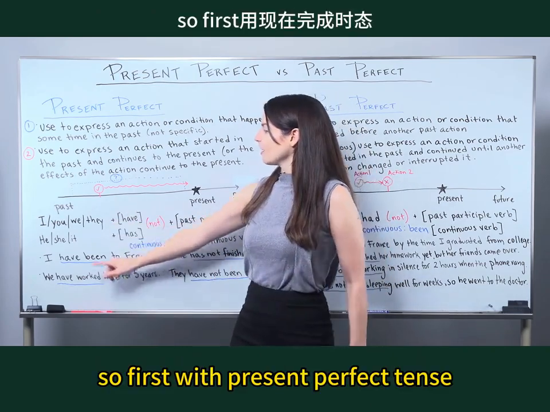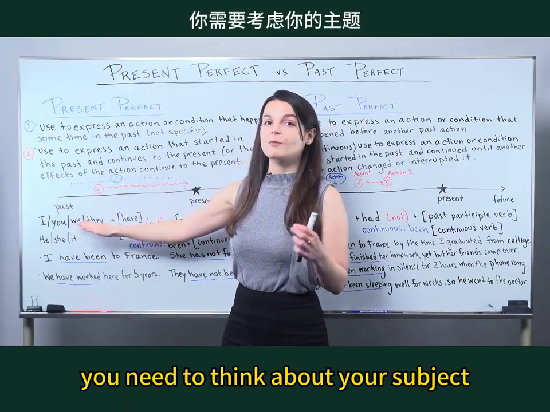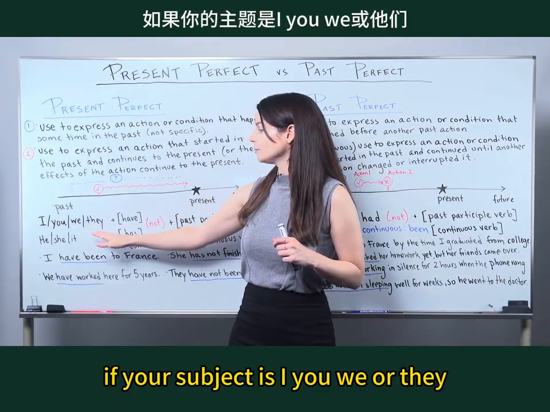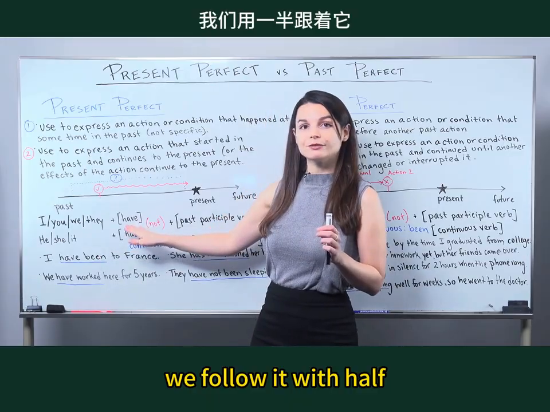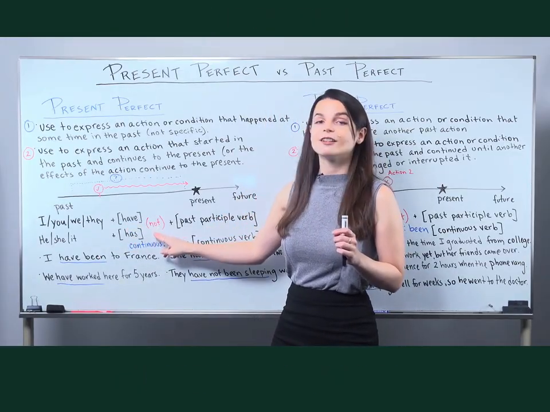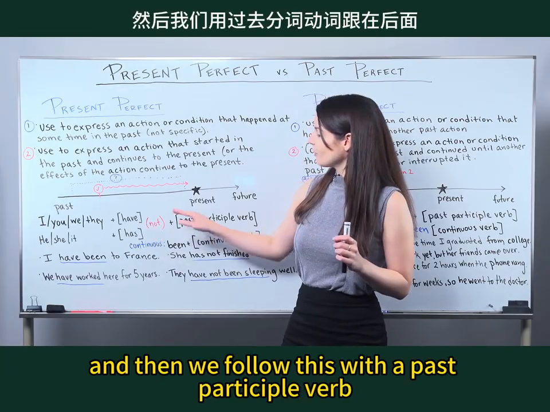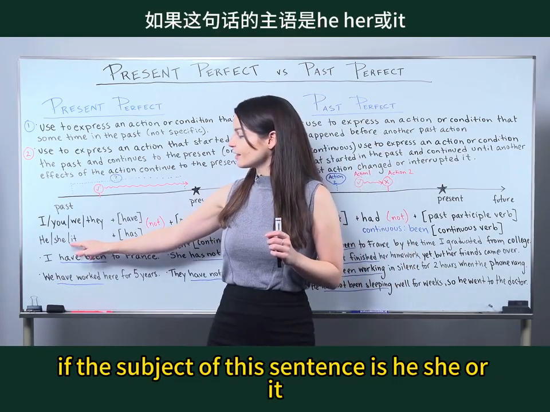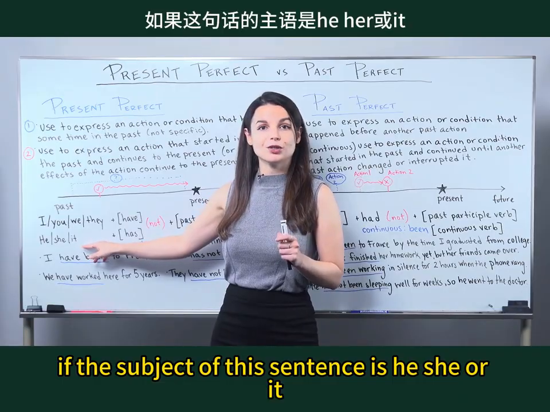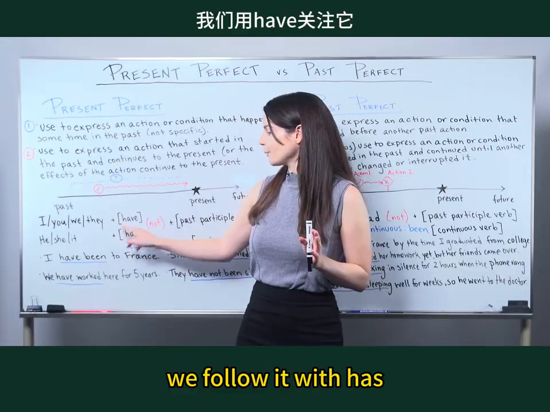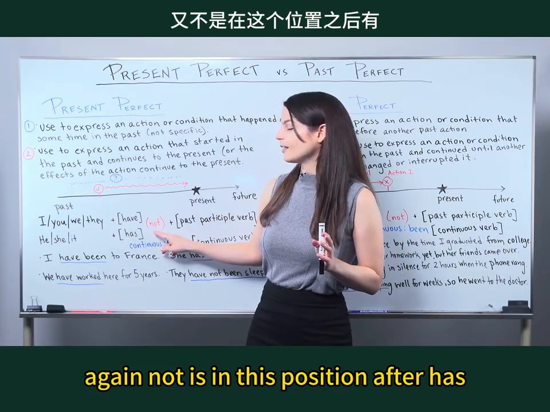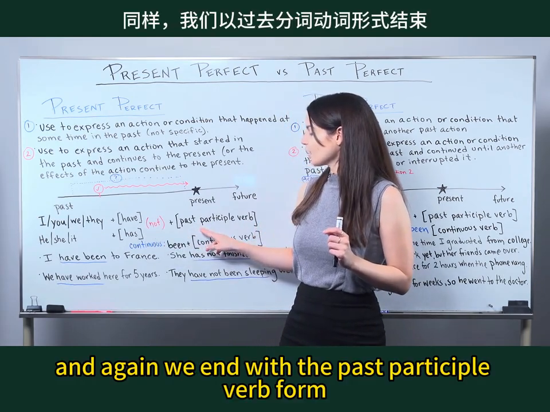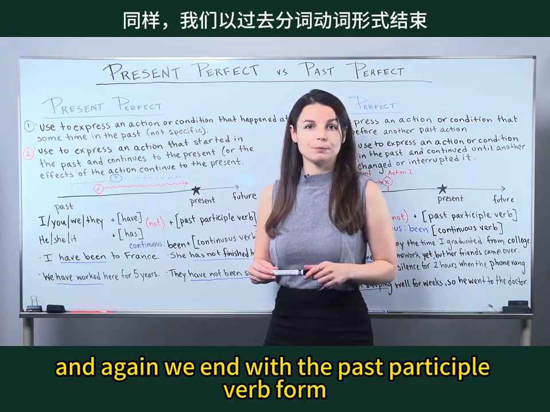So first, with present perfect tense, you need to think about your subject. If your subject is I, you, we, or they, we follow it with have. To make the sentence negative, not goes in this position, and then we follow this with a past participle verb. If the subject of the sentence is he, she, or it, we follow it with has. Again, not is in this position after has. And again, we end with the past participle verb form.